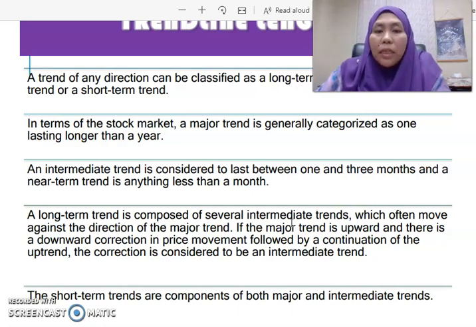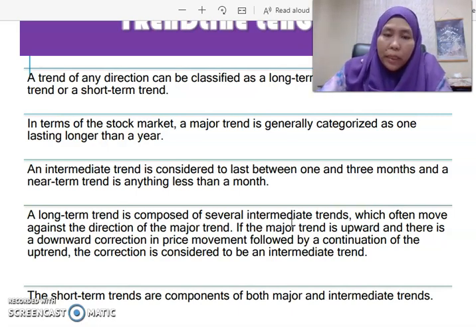Whereas an intermediate trend should be between 1 to 3 months, or sometimes above it, around 3 weeks and above. And then a short-term trend is a component of both major and intermediate. Short-term is normally less than 1 month. Okay.